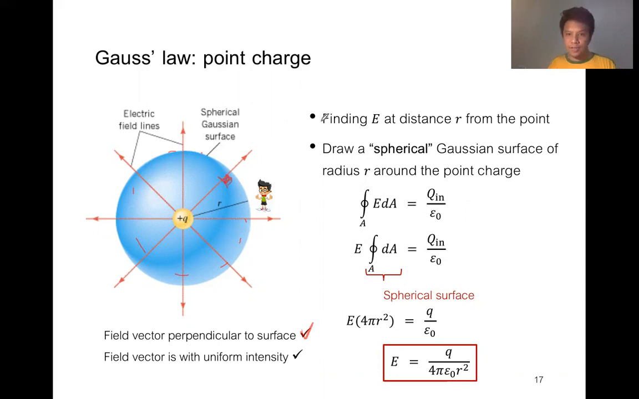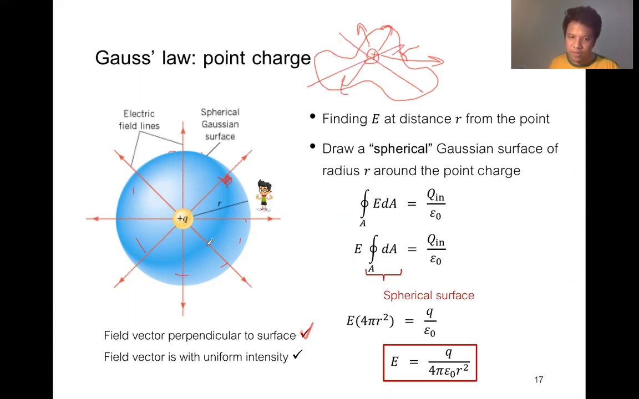But if we choose the other shapes, like this other face, and the electric field lines are like this, this is not perpendicular. So we are not using this surface. We choose the spherical surface because all vectors are perpendicular to the surface, and also the field vector has uniform intensity. If the field is not uniform, it is also difficult to do.